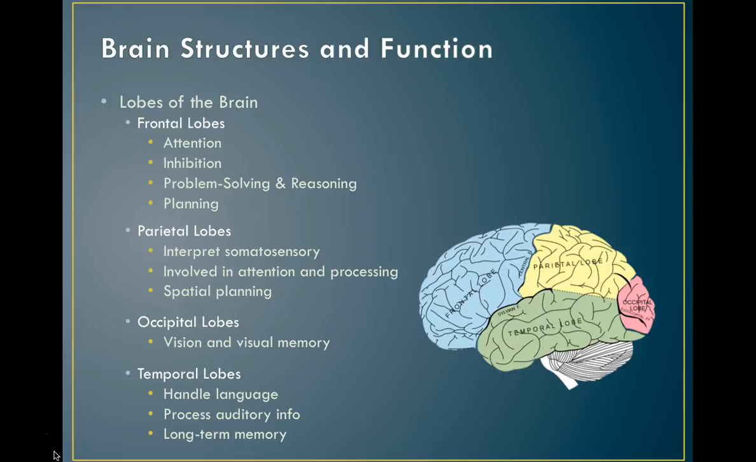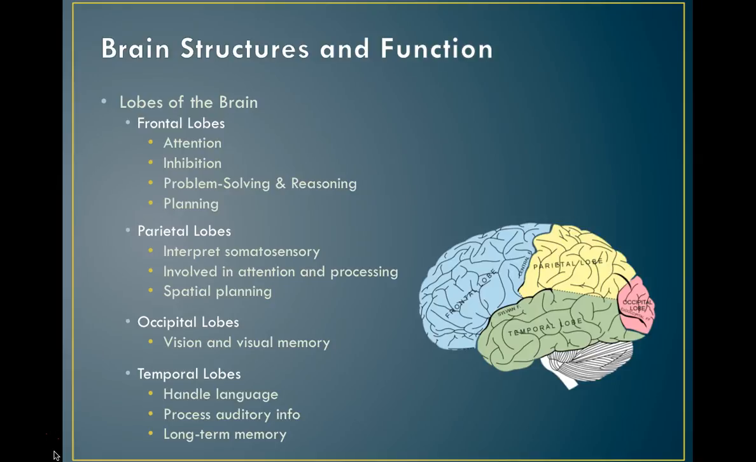The parietal lobes, that's this yellow area. This parietal lobe handles our somatosensory cortex. It's also involved with attention and processing, as well as spatial planning. So things like knowing how to efficiently organize your dishwasher, depending on what kinds of dishes you have, would be spatial planning. The occipital lobe is that pink lobe there at the back, and that's what handles your vision and visual memory. And then finally, the temporal lobe, that green area there.